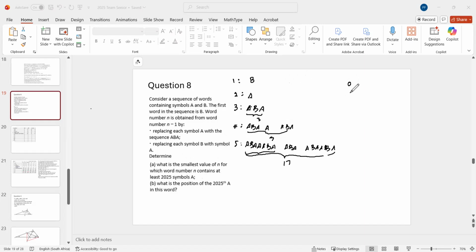This has got no symbols of A. This has got 1. The next one has got 2. Here you've got 2 plus 1 plus 2, which is 5. Here you've got 7. No, you've got 5. Well, the whole thing merged here. So it's 5 plus 2 plus 5, which is 12.